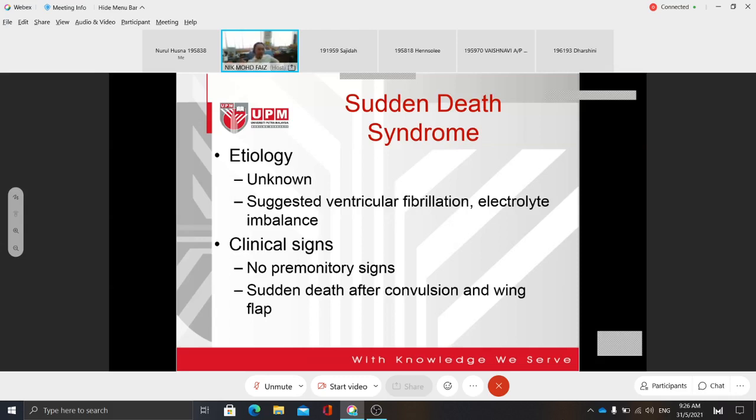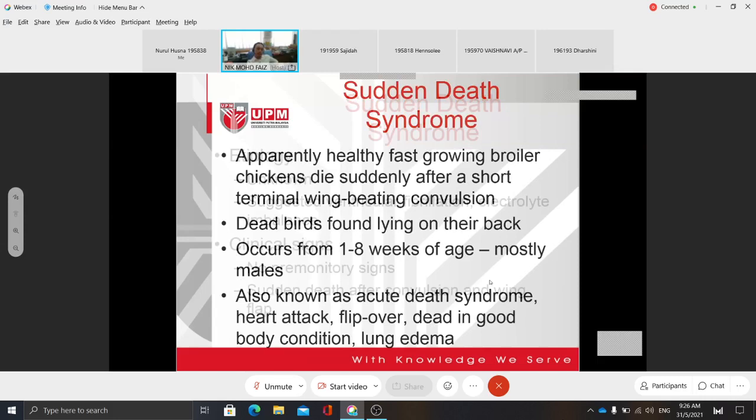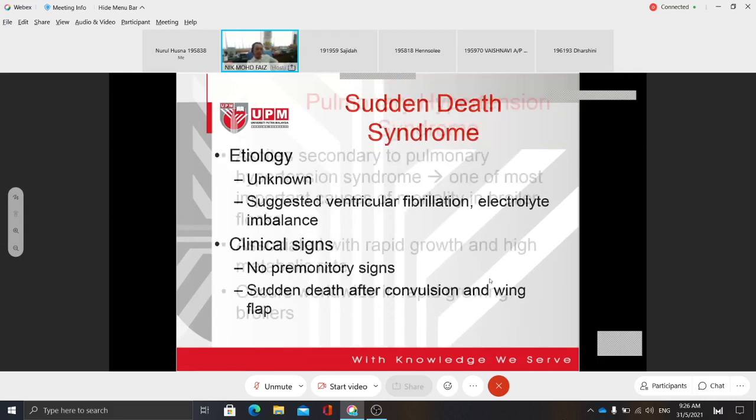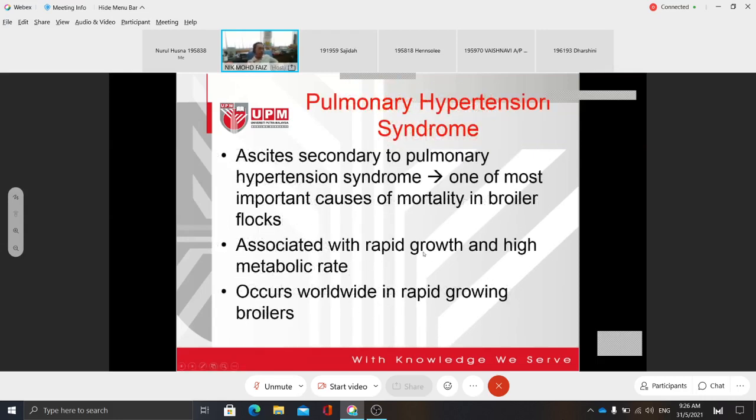Clinical signs, there are no clinical signs. They just die. They drop dead. Sudden death after convulsion and wing flaps. Like I mentioned earlier, they are usually found on their back. They look perfectly healthy, in good body condition, fat birds, without any signs. If you do postmortem, you will not see any lesions at all. They look just okay.